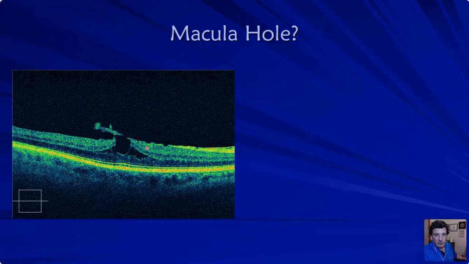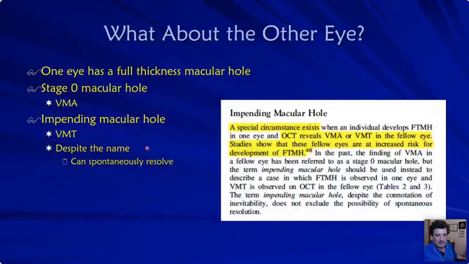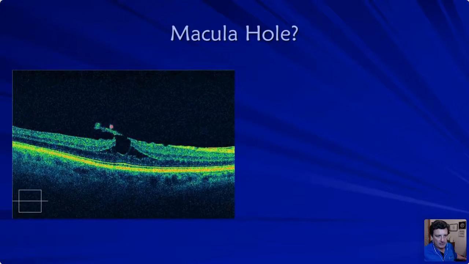So if you have traction, let's just say that this is the traction that we're looking at on this slide. If you have VMA or VMT and you're calling it impending macular hole, it's up to 47%. That's the highest I found in the literature. Once you get the PVD, 0 to 3% chance. So yes, it dramatically drops.